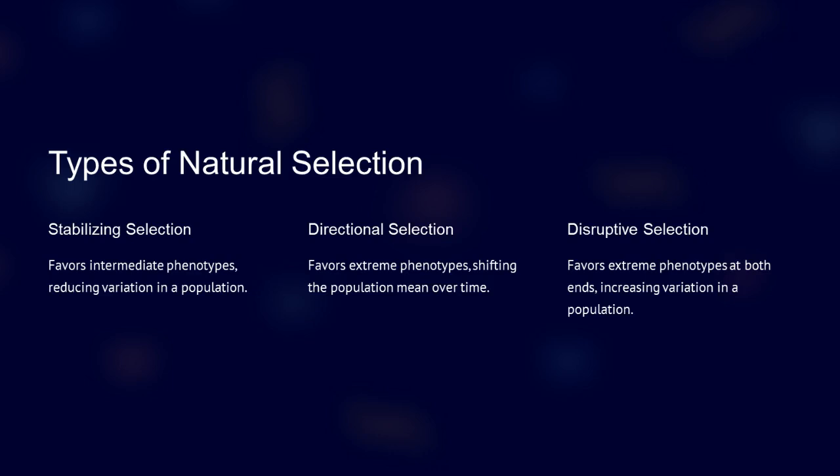Stabilizing selection favors intermediate phenotypes, reducing variation. Directional selection favors extreme phenotypes, shifting the population mean over time. Disruptive selection favors extreme phenotypes at both ends, increasing variation in a population.